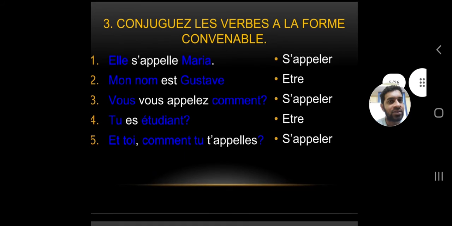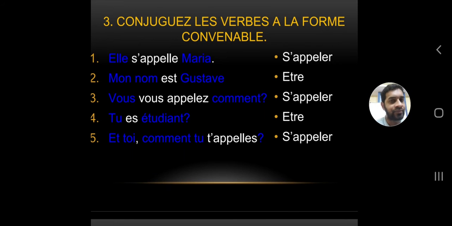The third exercise is a conjugation of the verbs s'appeler and être. The verb s'appeler, to call oneself, and the verb être, to be. Which one fits best in these sentences? The verb is already given, so you just have to conjugate. "Elle s'appelle Maria." Be careful with the spelling, we often make mistakes with appelle. "Mon nom est Gustave." "Vous vous appelez comment?" You can see the difference: for nous and vous, the verb appeler is with a single L, and for all the other subject pronouns it is with a double L. "Tu es étudiant." "Et toi, comment tu t'appelles?" So that's it.